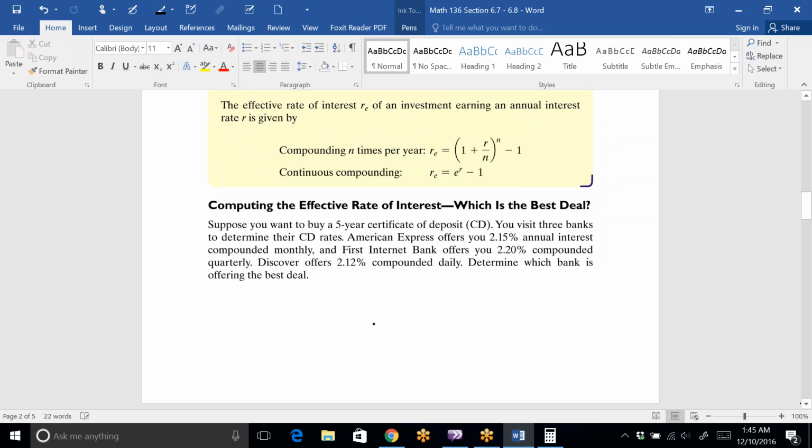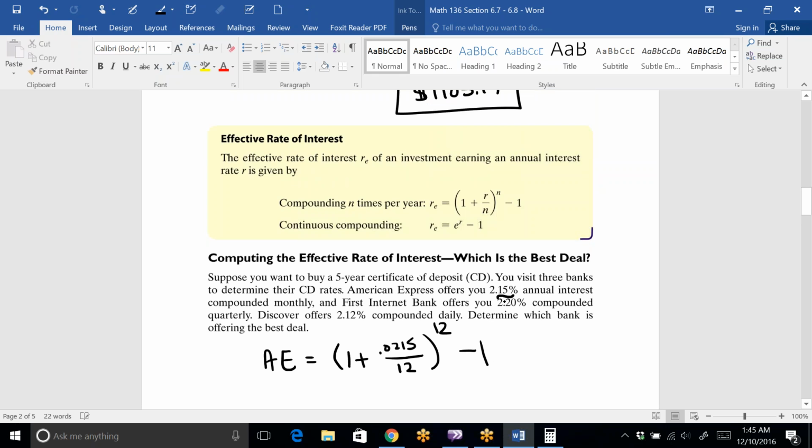Because they're all compounding at different intervals of time, it's really hard to know which interest rate is better unless you convert them all to simple interest, which means we're looking for the effective rate. So let's do American Express first, and it would be 1 plus 0.0215. It's being compounded monthly, so that would be divided by 12. The n is also 12 again, and then minus 1.